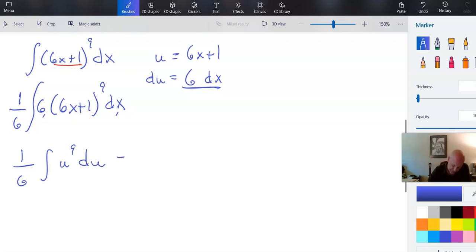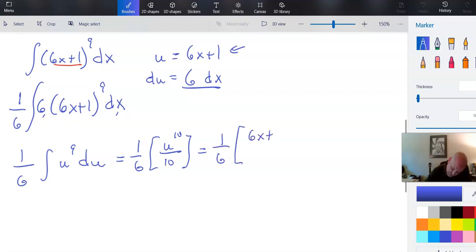Well, the integral of u to the 9th du is u to the 10th over 10, right? Well, we know what u is. It's 6x plus 1. So this ends up being 1/6 times 6x plus 1 to the 10th over 10, excuse me.